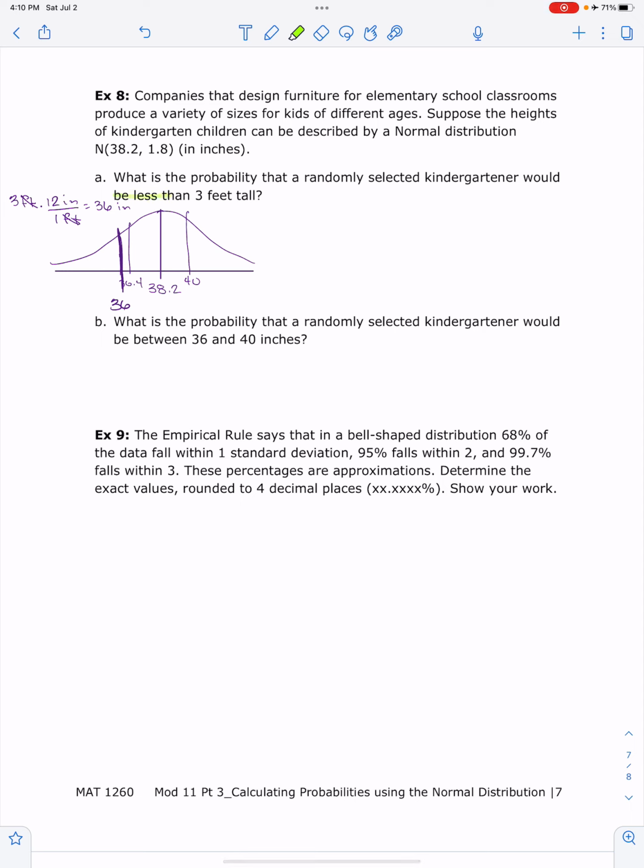We want our kindergartner to be less than 3 feet tall, so smaller than 3 feet. Probability, let's get this in here since I've been forgetting it, that x is less than 36. We definitely want to make sure the format is correct. 36 inches, 3 feet, same thing.